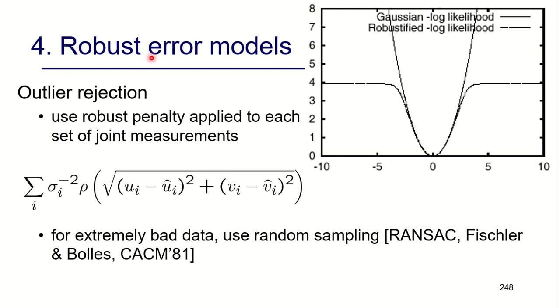And the next technique is robust error models. So for outlier rejection, use a robust penalty applied to each set of joint measurements. And this is the equation for it.